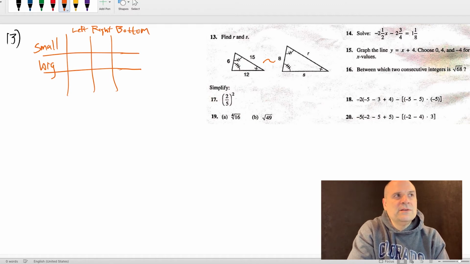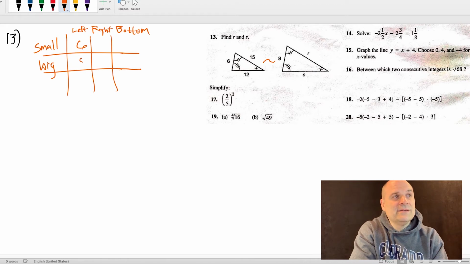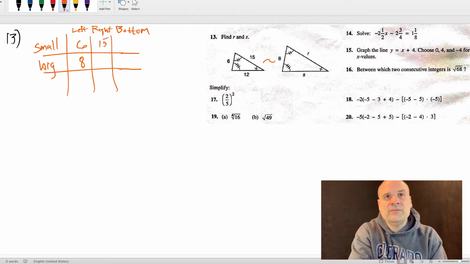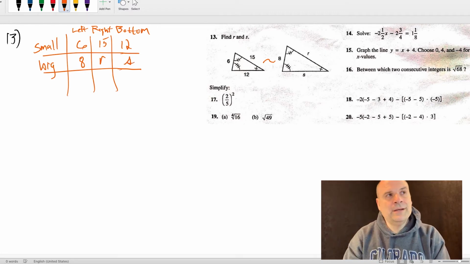okay? So your left of the small triangle is 6, and your left of the big triangle is 8. So your right of your small triangle is 15, and the right of your big triangle is R. And your bottom of your small triangle is 12, and the bottom of your big triangle is S. So you have to figure out what R and S are.